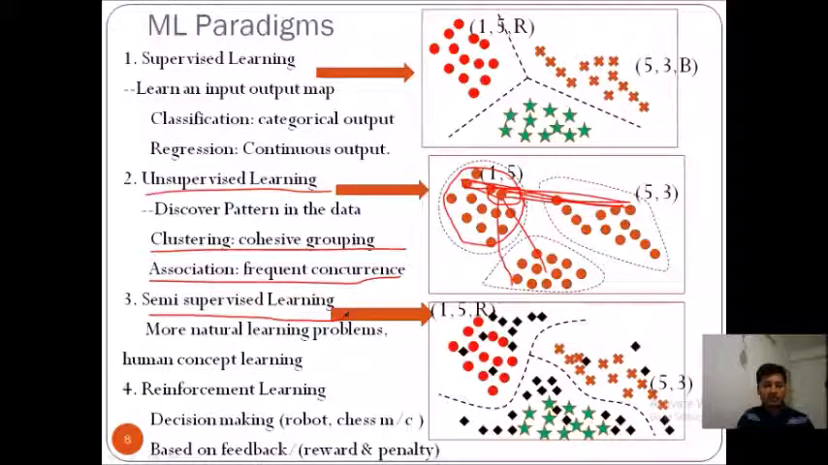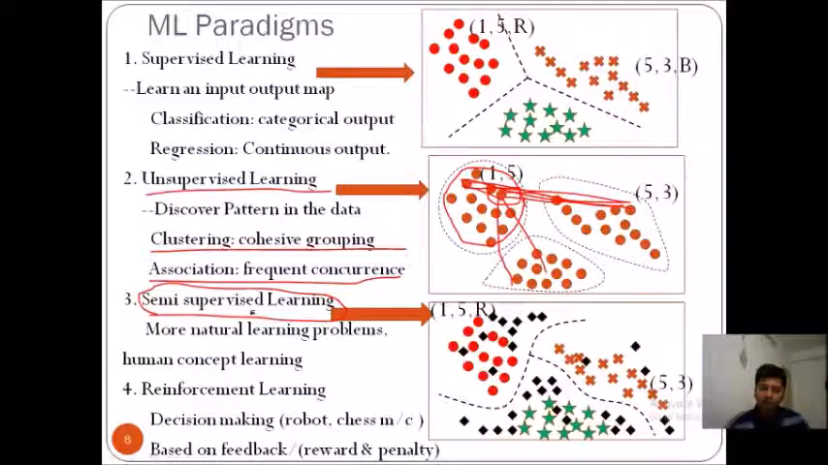Next is semi-supervised learning. Semi-supervised learning is a more natural way of learning. Generally, in human concept learning, human beings learn the way semi-supervised learning is theorized.